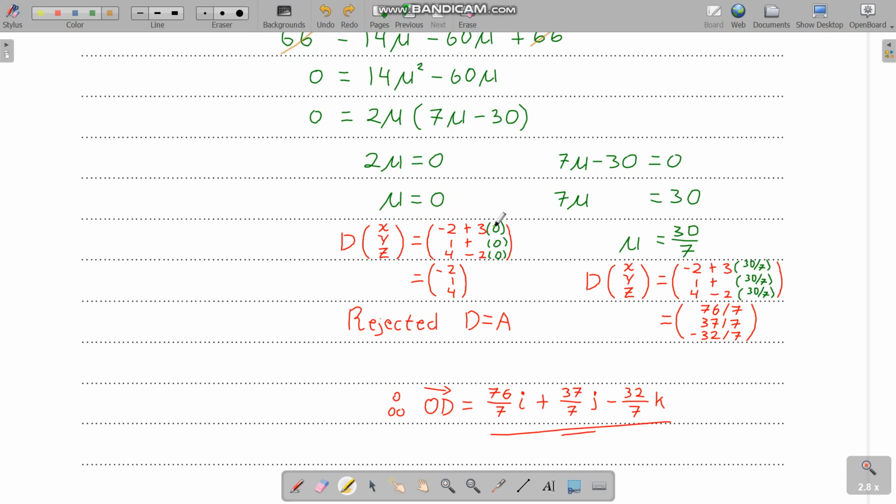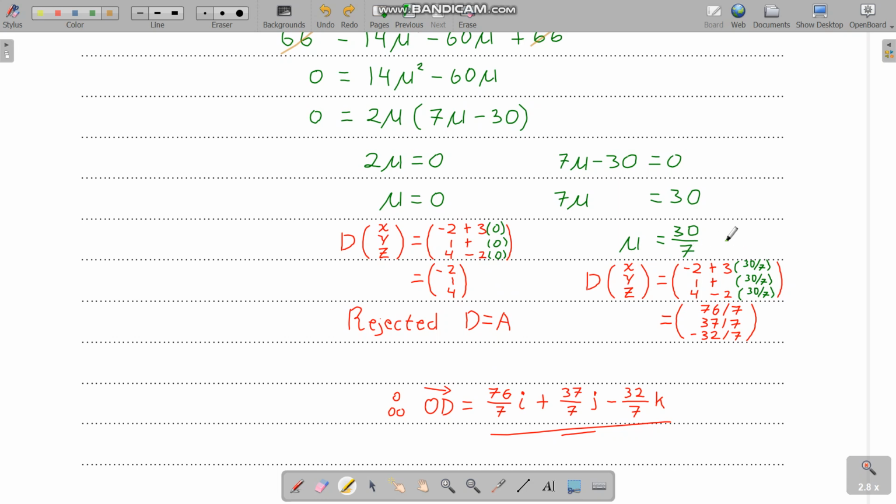Now if mu equals 0, the coordinates of D will be, replacing mu with 0, (-2, 1, 4). Which means this is actually the coordinates of A. Now this solution is rejected because the coordinates of D cannot be the same as the coordinates of A. If that's the assumption, then we reject this solution. Okay, assuming we have two different points D and A.